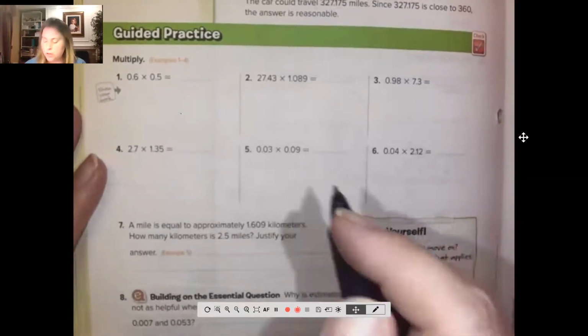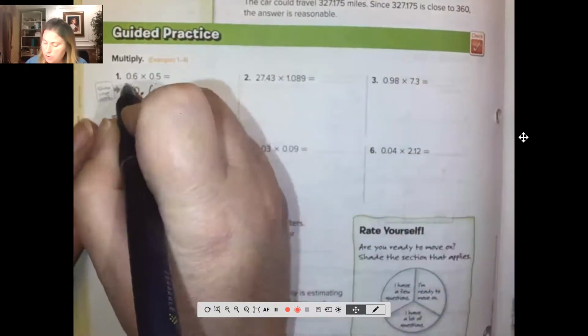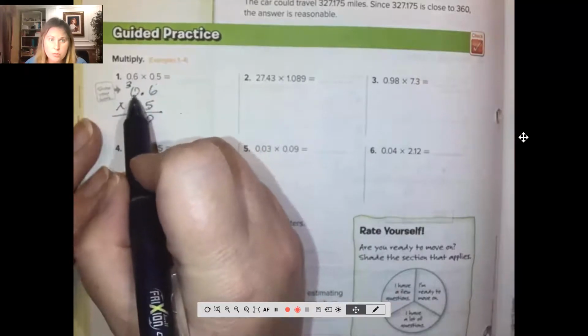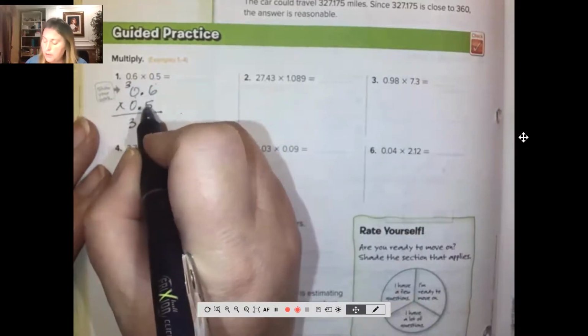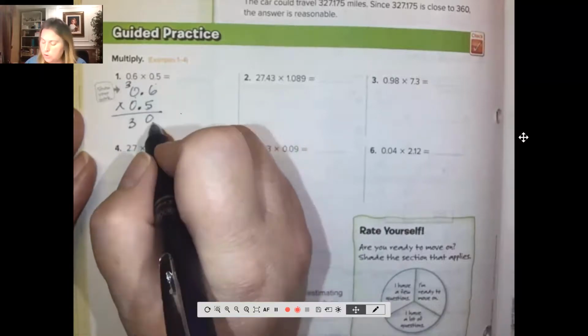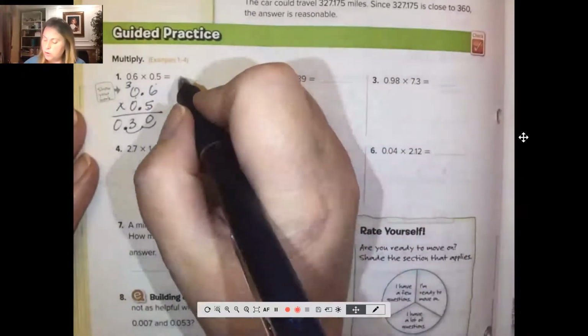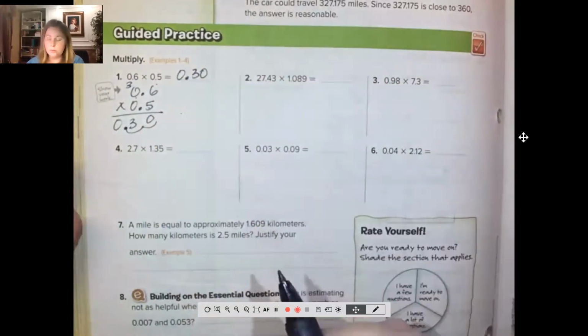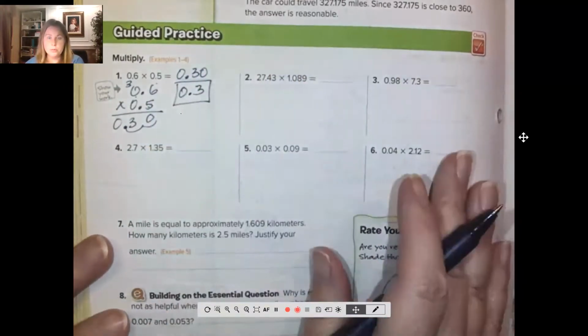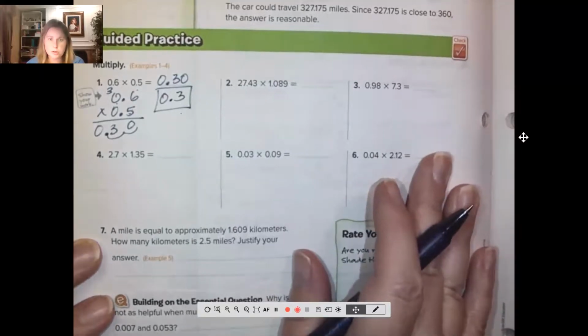0.6 times, actually we may do them all. Let's see how we're doing with time here. 0.6 times 0.5. 5 times 6 is 30, write the 0, carry 3. 5 times 0 is 0, plus the 3 we carried is 3. Our problem has 1, 2 decimals, so our answer needs 1, 2 decimals. Annex the 0 to the left, and we end up with 0.30 or 0.3, so 3/10.